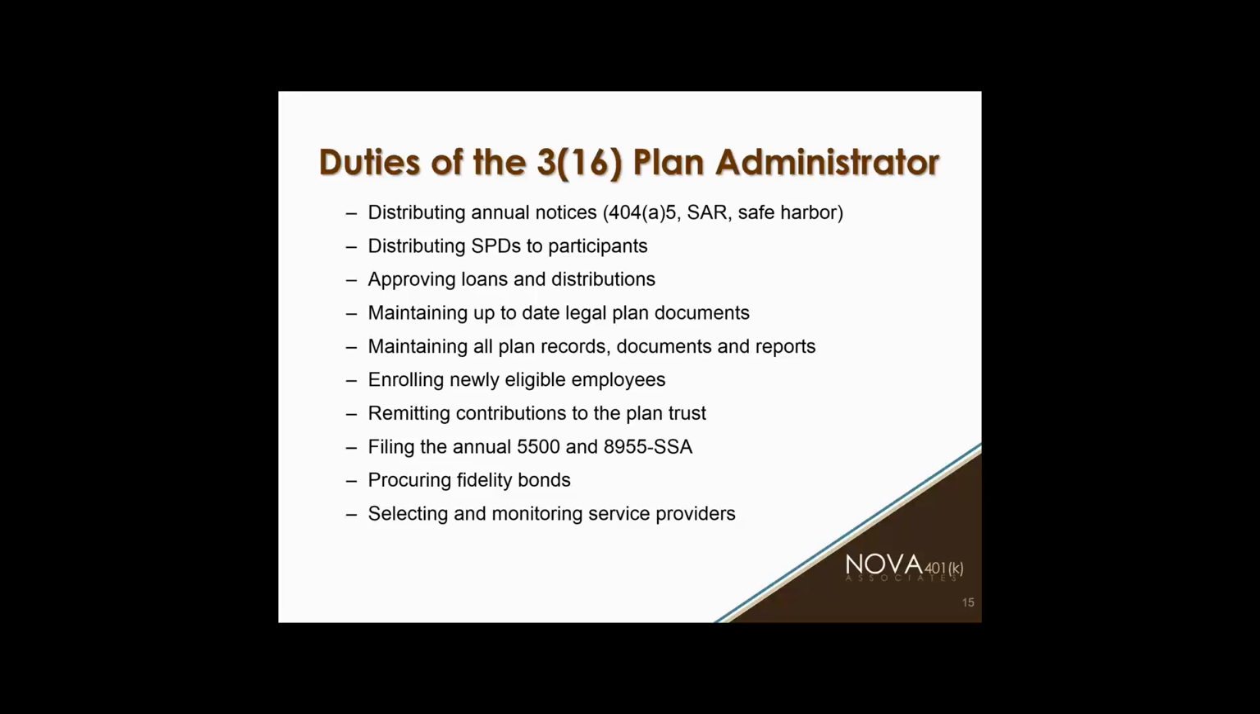So I'm not going to go through all of these, but one of the more important ones obviously is enrolling newly eligible employees, right? As they get hired, sending in the contributions to the investment company, making sure that the annual 5500 is filed. Again, NOVA prepares a lot of these items for you, but we don't necessarily distribute them and we don't sign them and submit them. We give you instructions on how to do that, right?